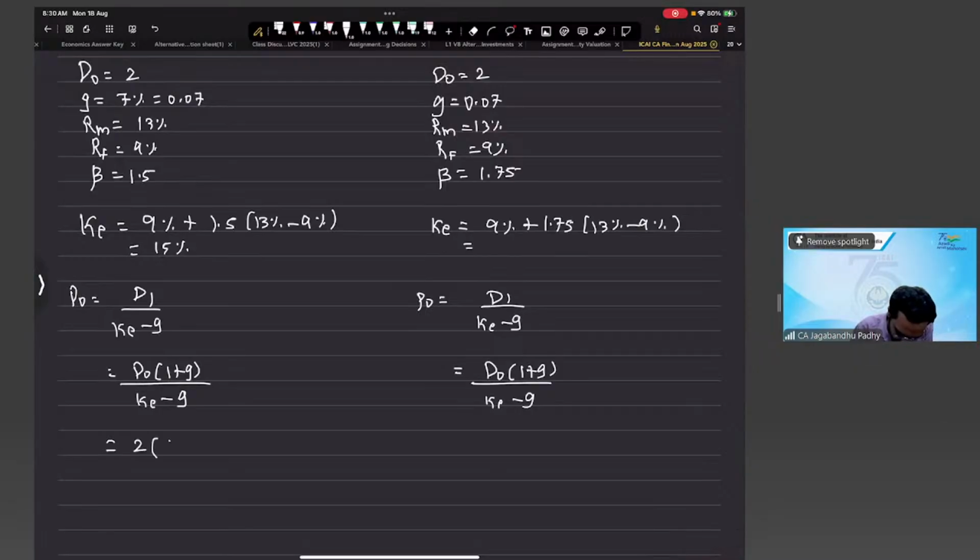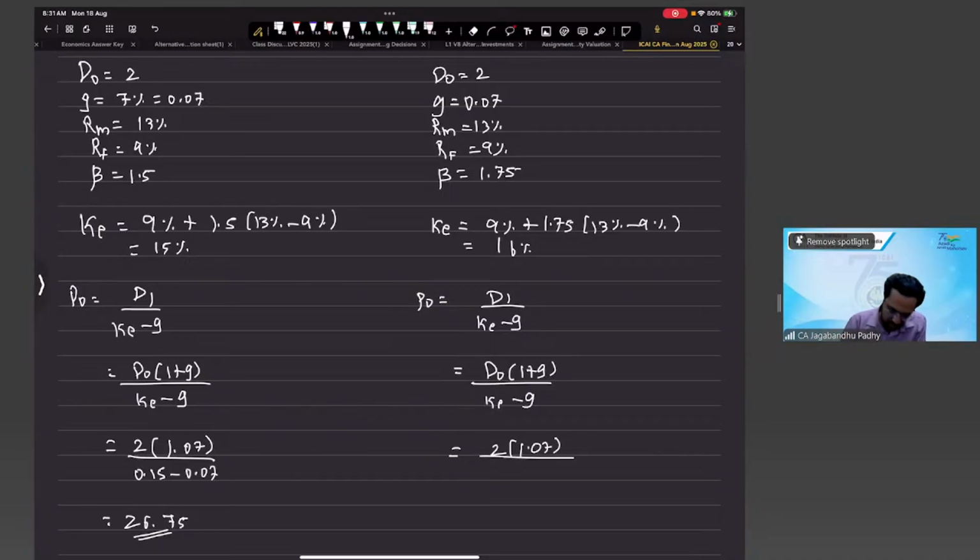Okay, so 2 into 1.07 upon 0.15 minus 0.07. So this is 26.75. Yeah, 75. Okay. Then this in one, second case is 16%. Perfect. So this is going to be 2 into 1.07 upon 16% minus 7%. So what is this?